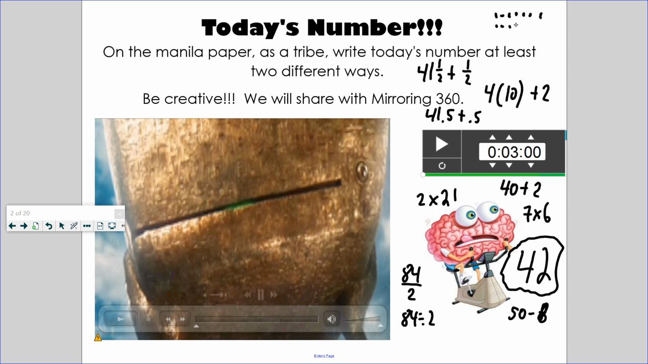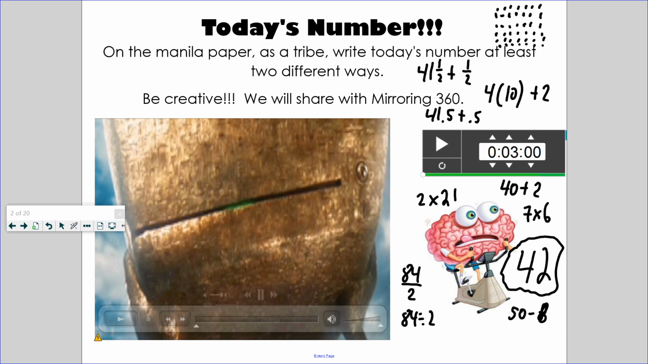There's 6 groups. 1, 2, 3, 4, 5, 6, 7. 1, 2, 3, 4, 5, 6, 7. And 1, 2, 3, 4, 5, 6, 7. There are 6 groups of 7, which is 42.